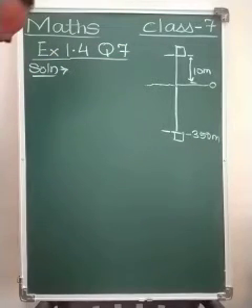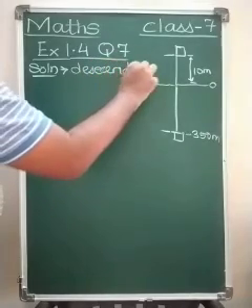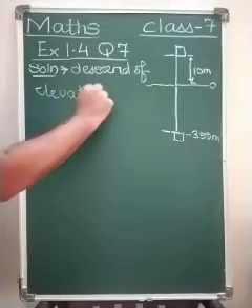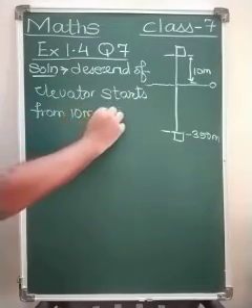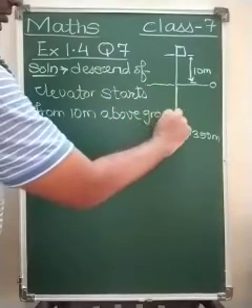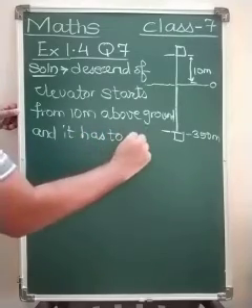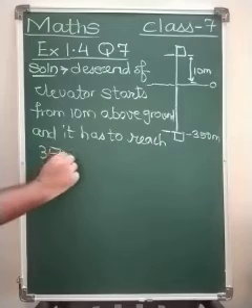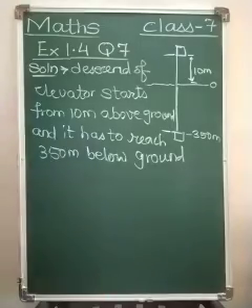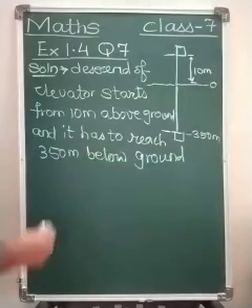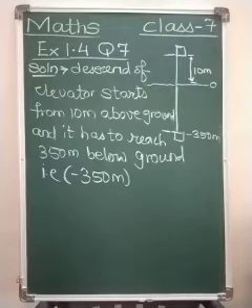Now we'll start writing the information. Descent of elevator starts from 10 meters above ground, and it has to reach 350 meters below ground. 350 meters below ground, that is minus 350 meters.